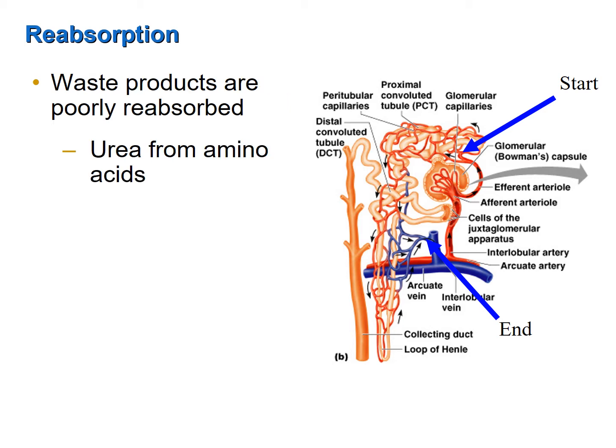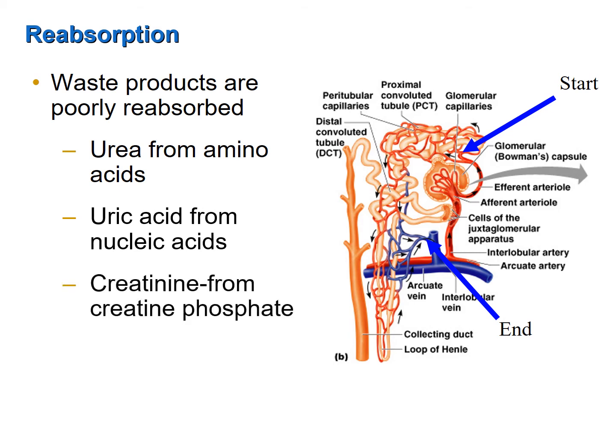Waste products, substances that the body has no use for, or that if they are allowed to build up to high enough concentrations can cause toxic effects, these waste products are poorly reabsorbed. These include urea, which is a nitrogenous waste product of amino acids, uric acids, which are nitrogenous waste products of nucleic acid metabolism, and creatinine. Creatinine is a waste product of creatine phosphate metabolism.